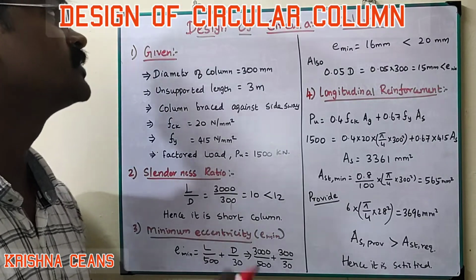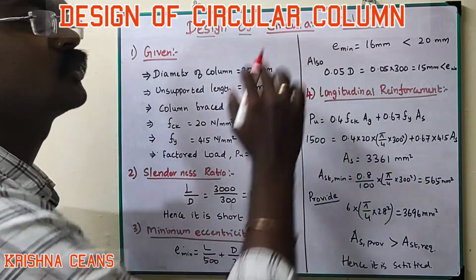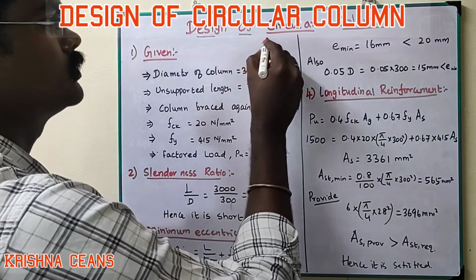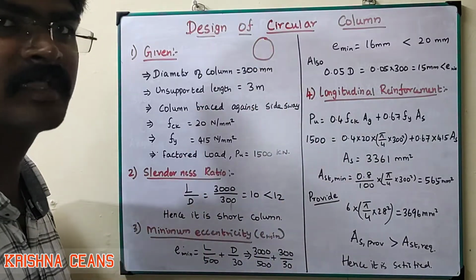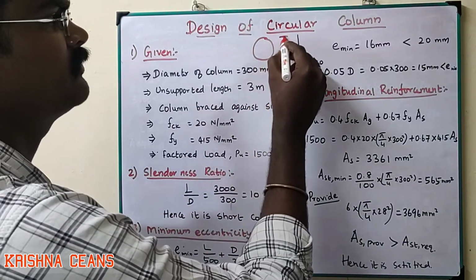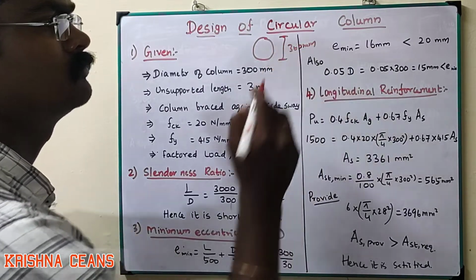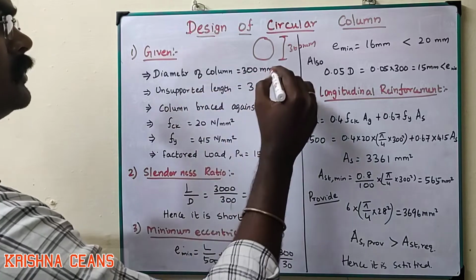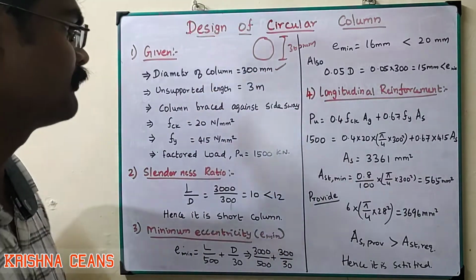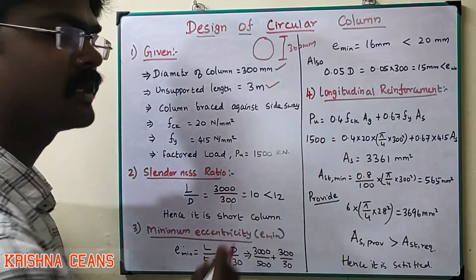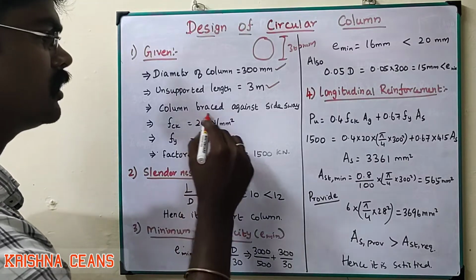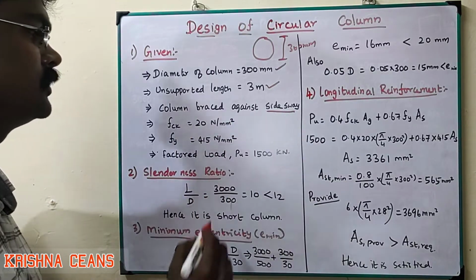Welcome all. Let's design a circular column. The column is circular in shape. They provided the diameter of the circular column as 300 mm. Unsupported length is 3 meters. The column is braced against side sway.